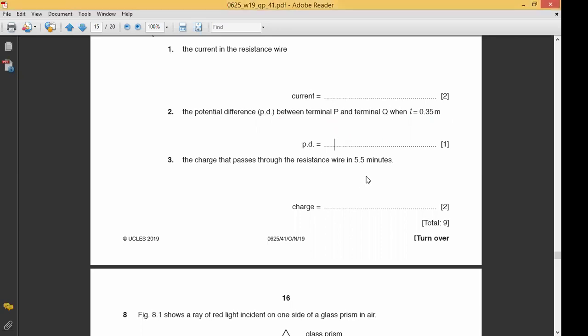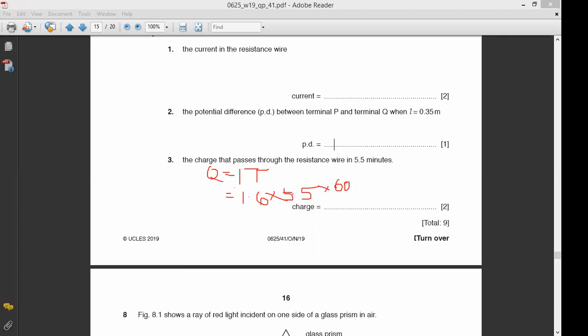Yeah. Okay, now they said calculate the charge that passes through the resistant wire in 5.5 minutes. Now, this one you can use math to solve it. Q is equal to what? It. That's the formula. Q is the charge. We know the current, and the minutes you convert to what? Seconds. So we know our I, our current, as 1.6, and this is multiplied by 5.5 multiplied by 60. So what's the answer?